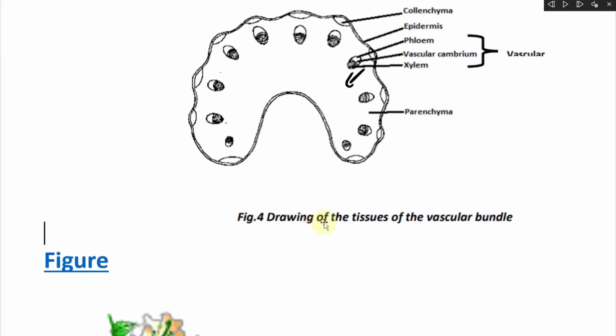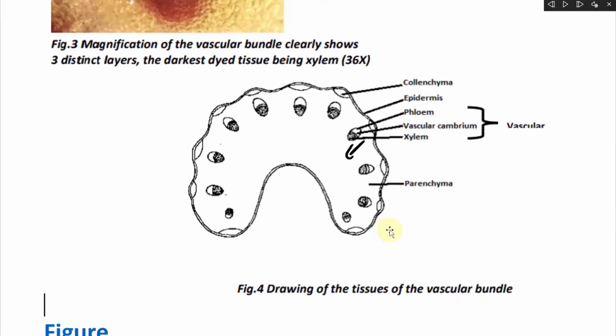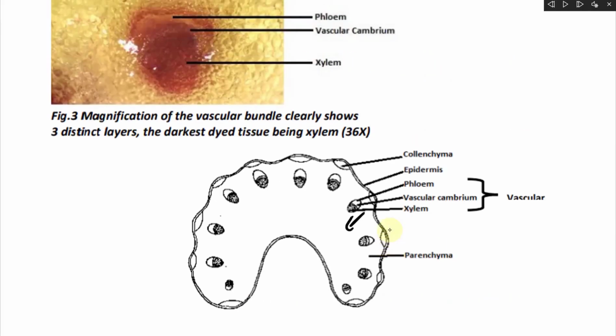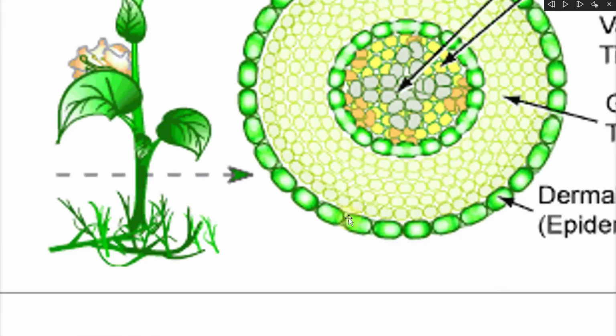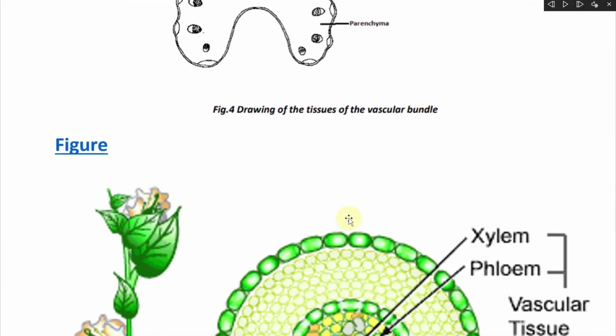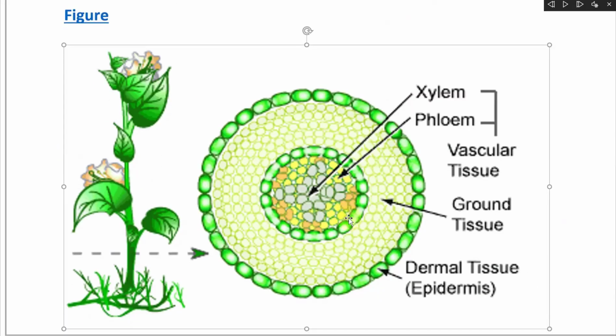Going further, so Fig 4, drawing of tissues of the vascular bundle. So here's the setup here. So you have that celery stalk, you have the parenchyma, so the other ground tissue, and then you have the parenchyma over here, and there's epidermis, there's a phloem on the outside, there's a vascular cambium inside, there's the vascular tissue, there's a xylem over there, and there's a parenchyma out there. That's very, very interesting setup here. And we can zoom out. Now look at this figure right here.